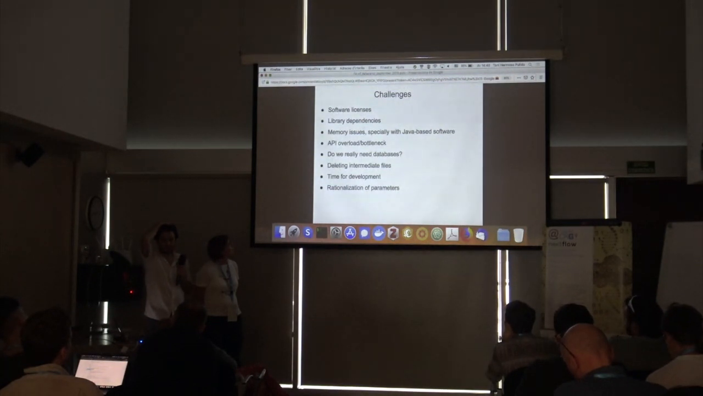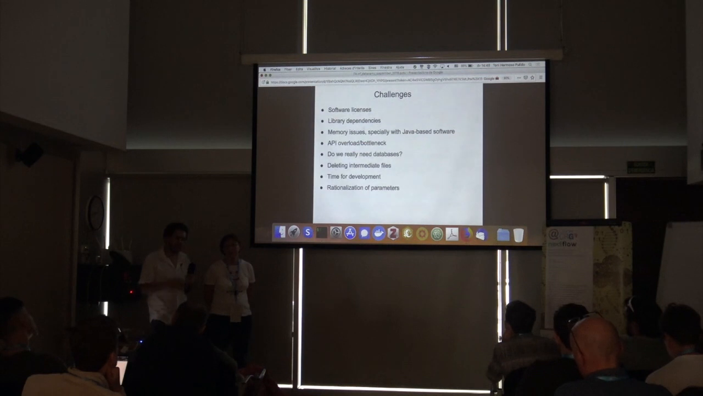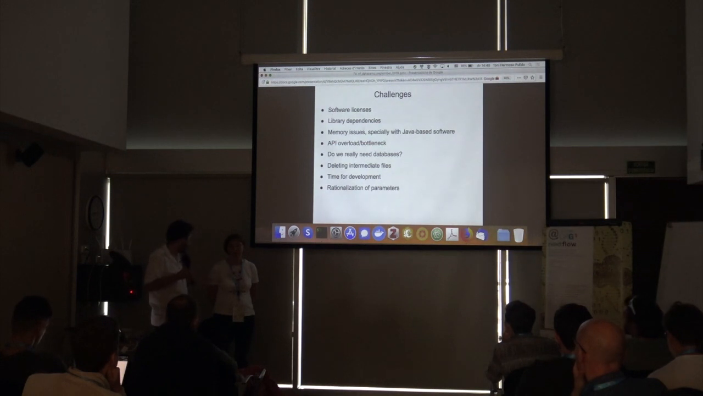Some memory issues, let's say with Java-based software, especially in the case of InterPro. Sometimes there is a lot of crashing. When we run InterProScan, it crashes a lot of the time. So we have to put a retry in Nextflow to ensure that the whole pipeline does not stop. It's kind of a statistical thing that maybe 3 out of 5 crash, and of course you don't want everything to be stopped because of this.